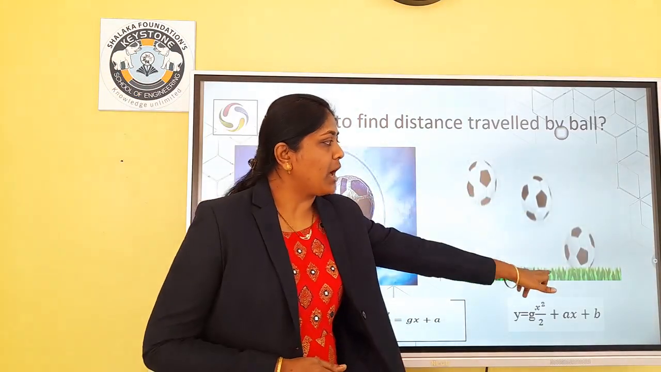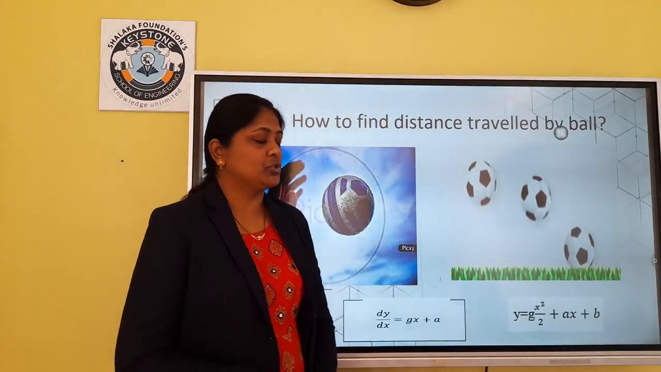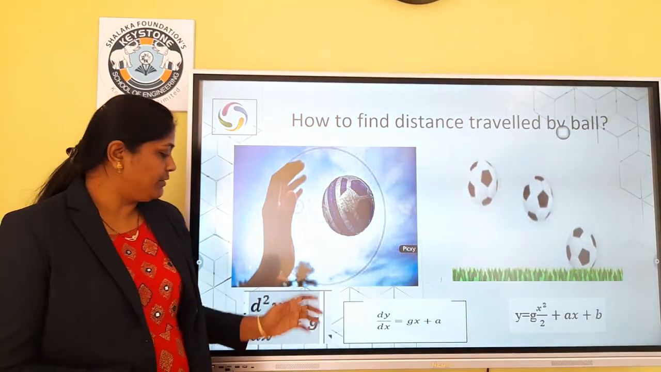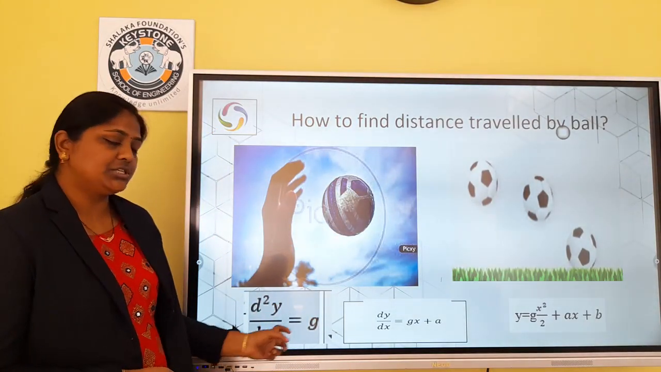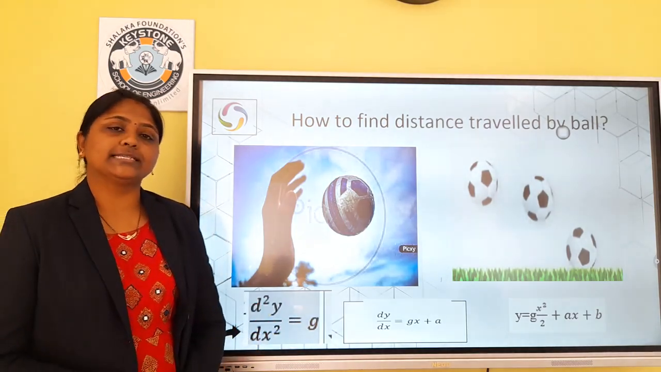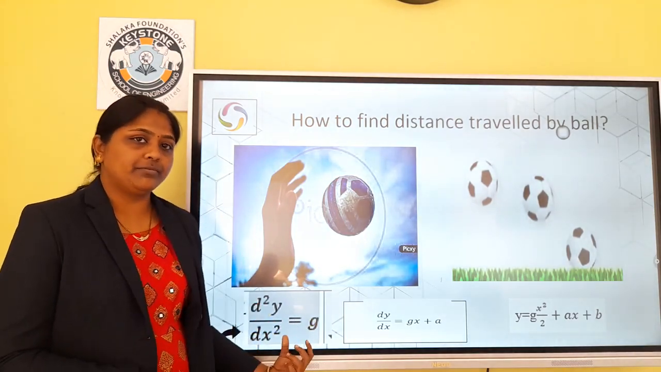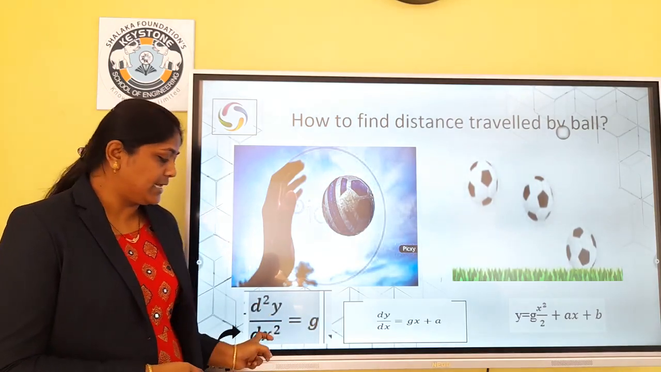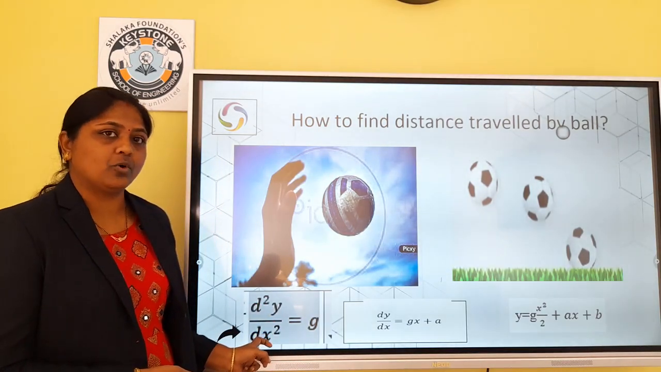If you observe, the path is parabolic. So how do we find the differential equation? This is again the acceleration is equal to a constant. d square y by dx square is equal to the acceleration constant g. This is the differential equation. Why? Because it contains a derivative. It is of second order.